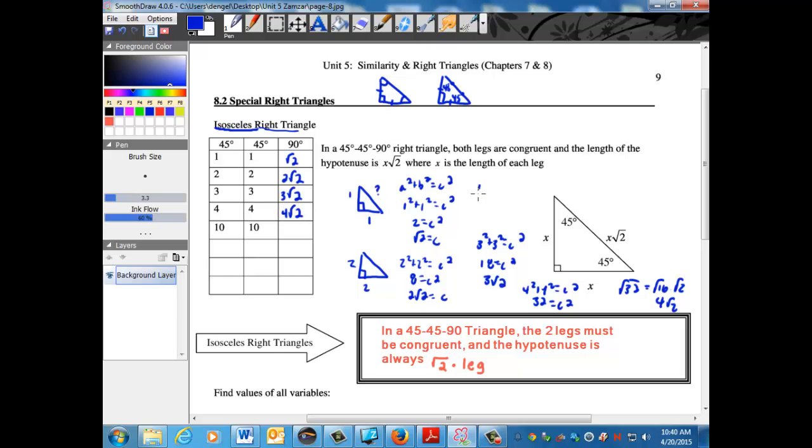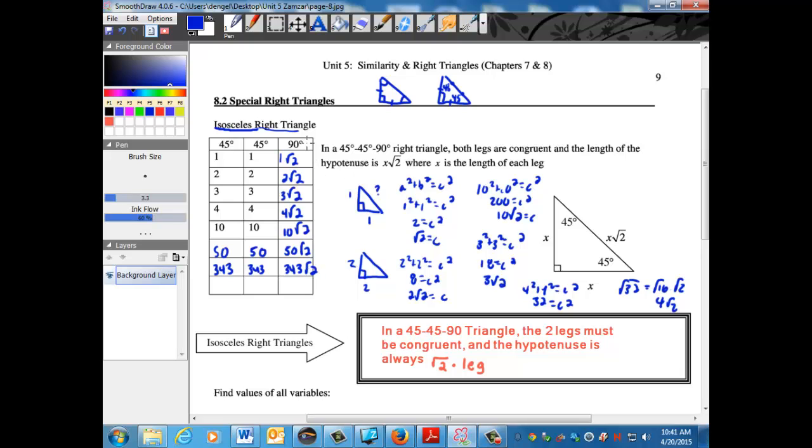If we did 10, we would get 10 squared plus 10 squared equals c squared, 200 equals c squared, 10 rad 2 is equal to c. Remember that rad 2 is the same as 1 rad 2. Now hopefully you can see this pattern. If we had a 50 by 50 isosceles right triangle with our two legs, the hypotenuse would be 50 rad 2. If we had 343, we would have 343 rad 2. So this is our pattern.